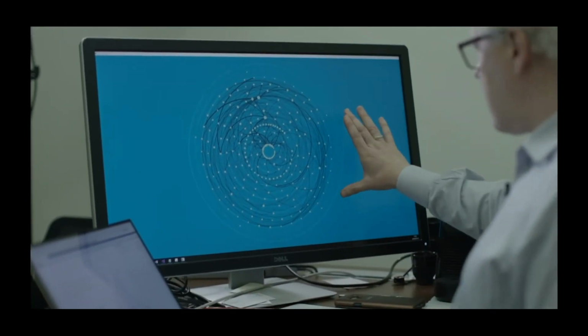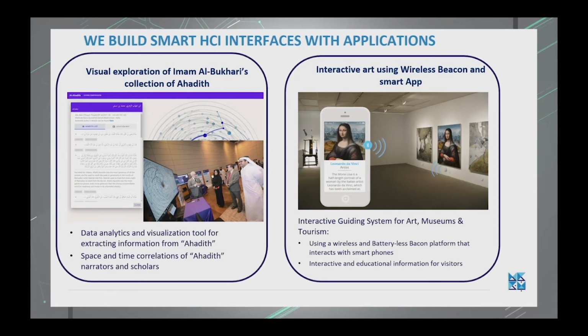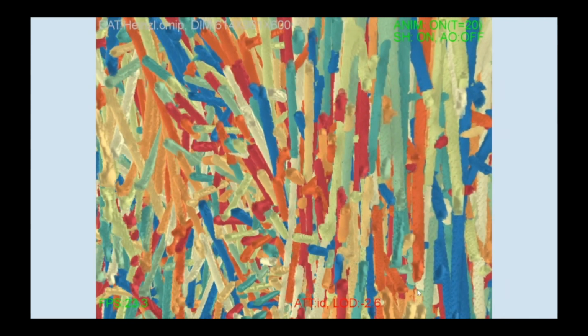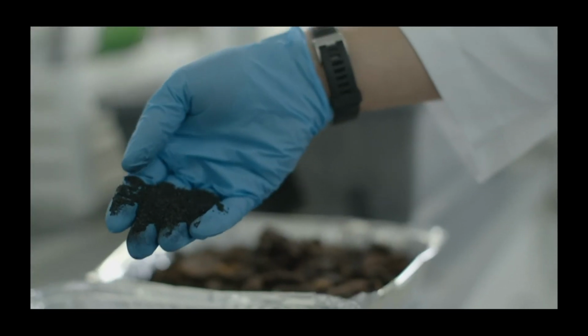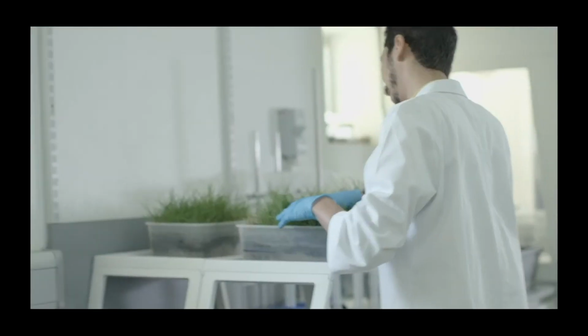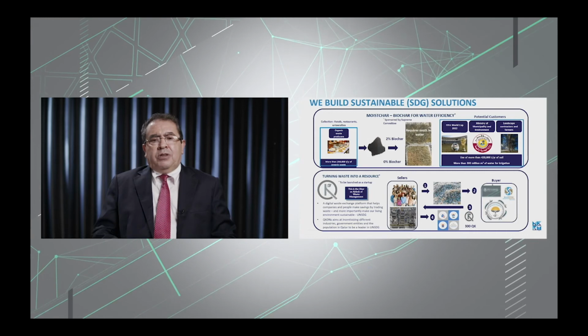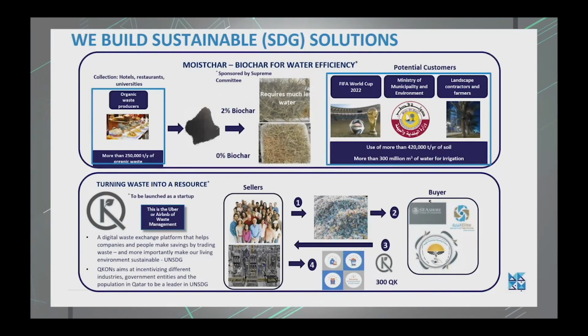We are building very smart human-computer interfaces and computer graphics. For example, we have built a computer graphics system that can visualize Hadith al-Bukhari, and this has received a lot of attention in Qatar and worldwide. Also, we are building smart computer graphics in collaboration with the Qatar Museum Authority, and it has also been very successful. We are also building sustainable development systems in collaboration with the Supreme Committee. For example, we are creating fertilizers out of food waste so that they can be used in crops, using much less water. And we are building sophisticated environment management applications.